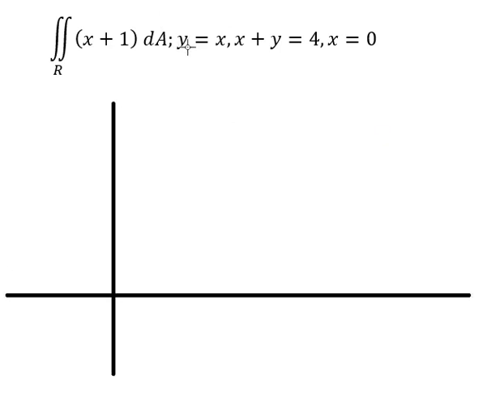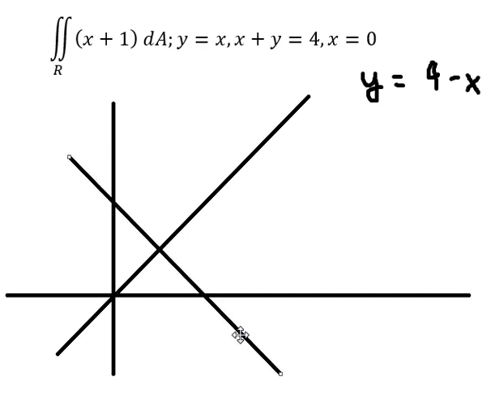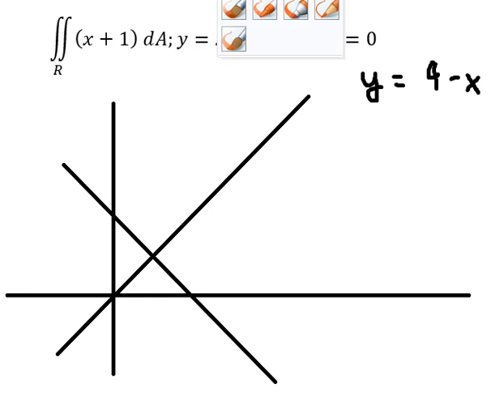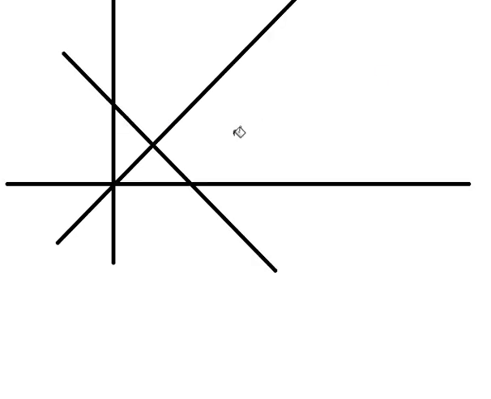So y equals x. The graph should be like this. x plus y equals 4, so we put x going to the right and we have y equals 4 minus x. So the graph should be like this. And now x equals 0, that is about this one. So we need to focus on this region.